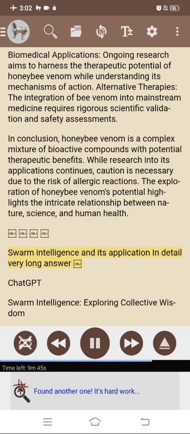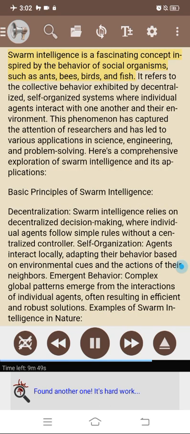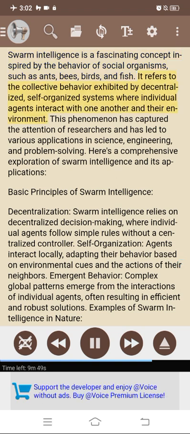Swarm intelligence and its application in detail. Exploring collective wisdom. Swarm intelligence is a fascinating concept inspired by the behavior of social organisms, such as ants, bees, birds, and fish. It refers to the collective behavior exhibited by decentralized, self-organized systems where individual agents interact with one another in their environment. This phenomenon has captured the attention of researchers and has led to various applications in science, engineering, and problem solving. Here's a comprehensive exploration of swarm intelligence and its applications.